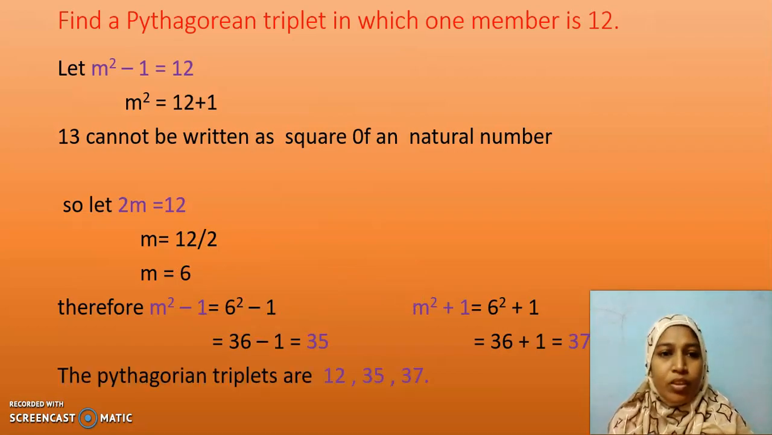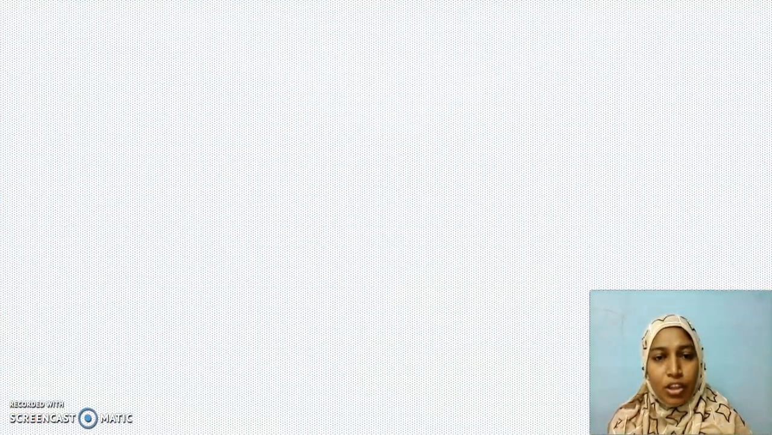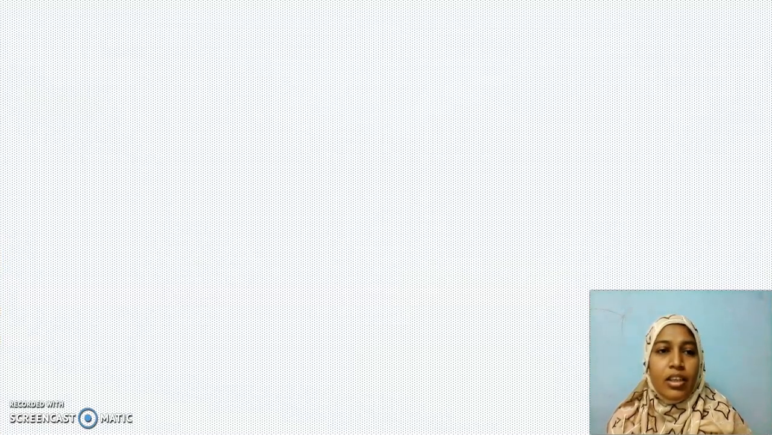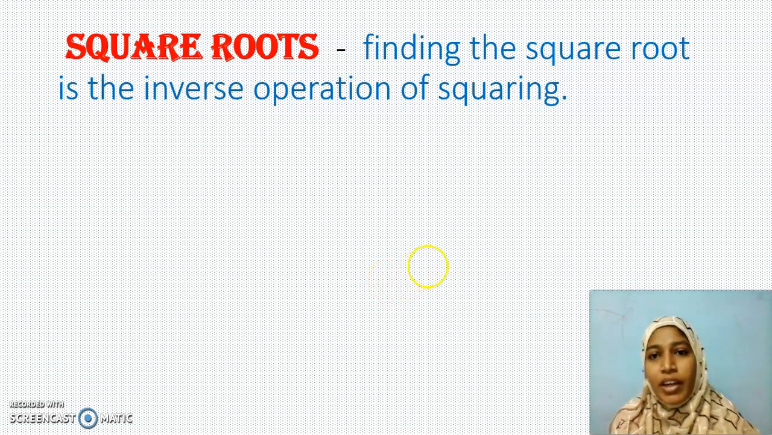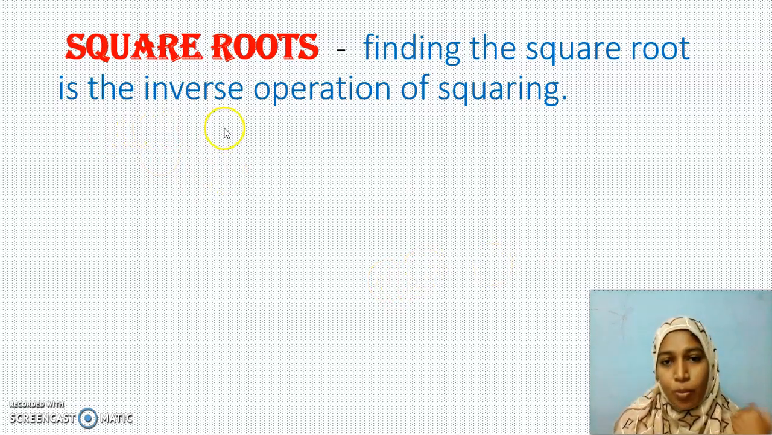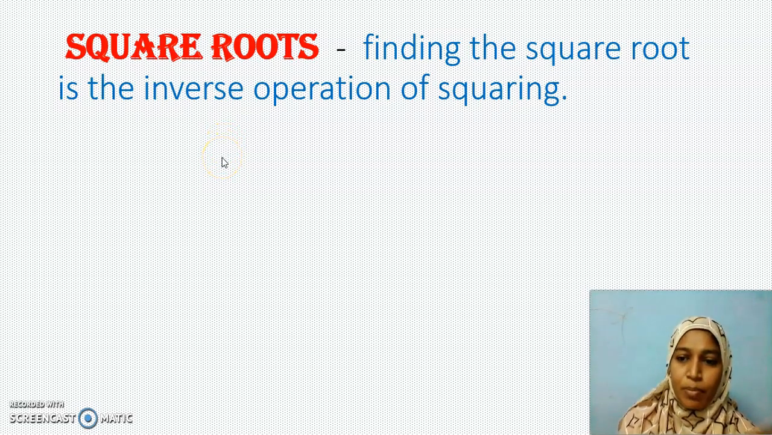Okay, so now today we are going to see a new concept again. A second new concept. What is that? Any guesses? The second half of this chapter deals with square roots. Finding the square root is the inverse operation of squaring, as we have the inverse process of addition as subtraction. What is the inverse process of division? Multiplication. Likewise, the inverse process of squaring.